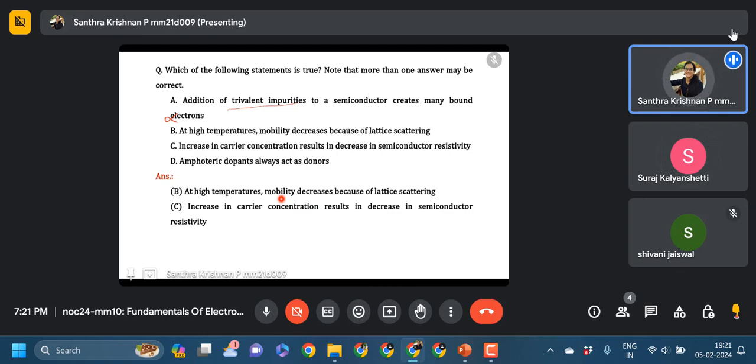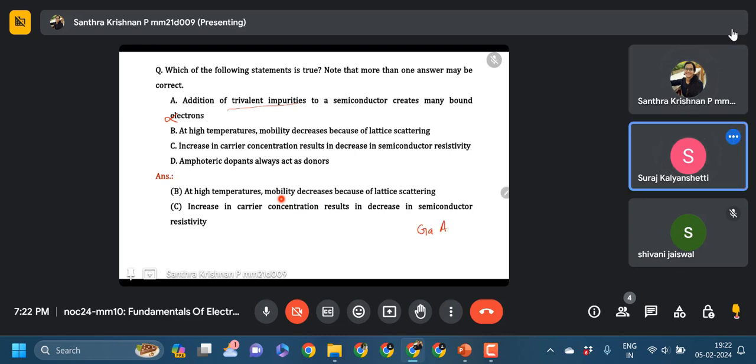So, the greater the number of carriers, the more conduction happens, which in turn translates to a decrease in resistivity. Next is amphoteric dopants. Do you know what amphoteric dopants are? Suppose you take gallium arsenide as your material.